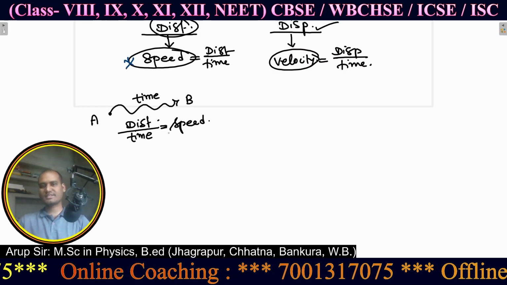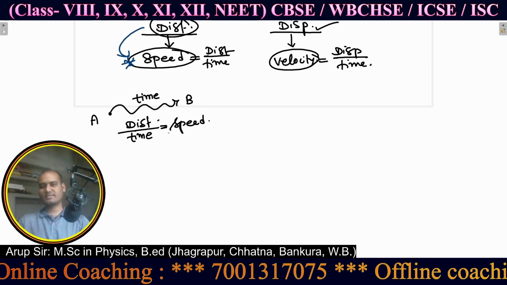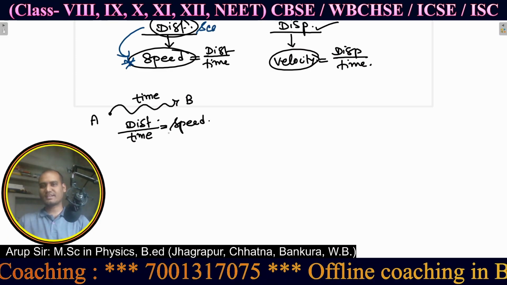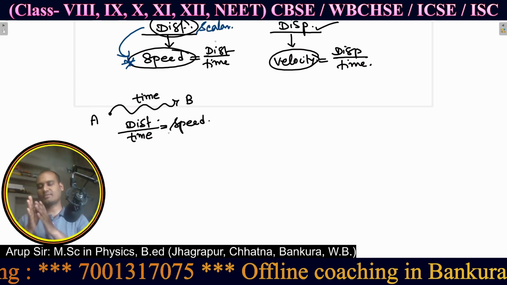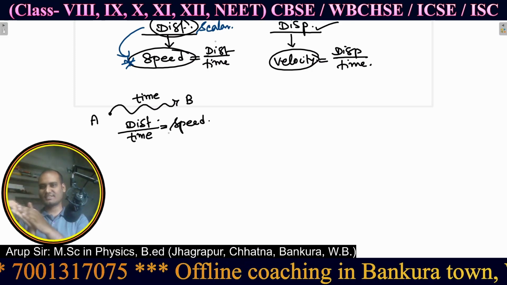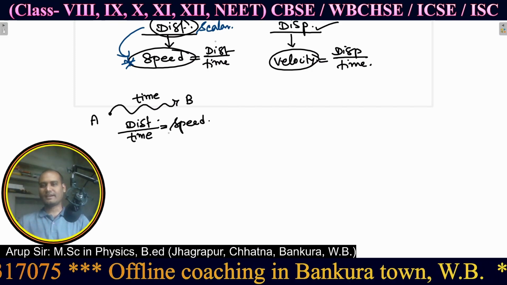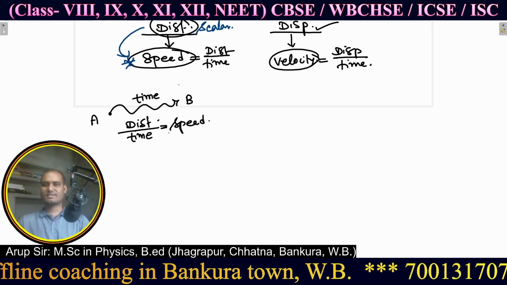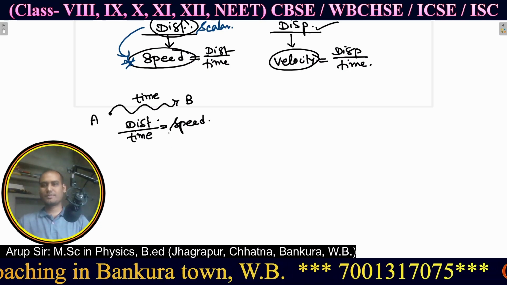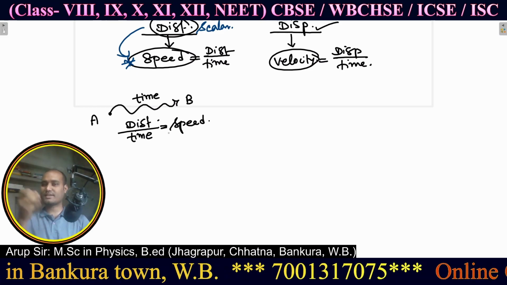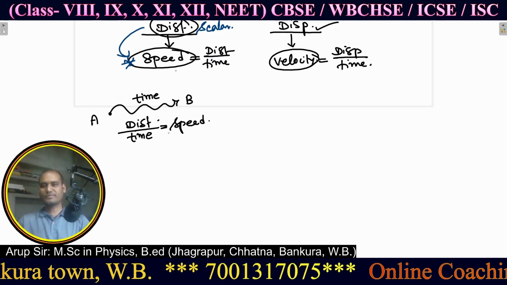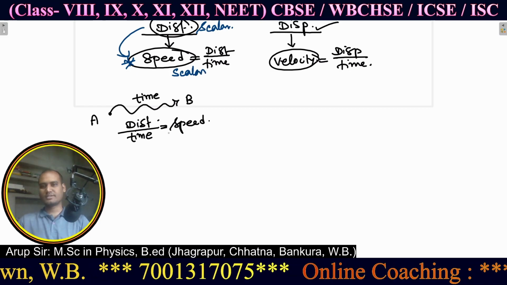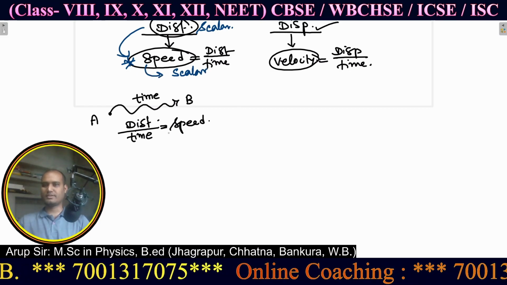Since speed is coming from the concept of distance, and you know distance is what? A scalar quantity. Why is it scalar? I have already said, because its direction is changing continuously. It does not have some fixed direction. This is why distance is a scalar quantity. Now speed is what? Distance by time. Speed is coming from distance, so it is also a scalar quantity.